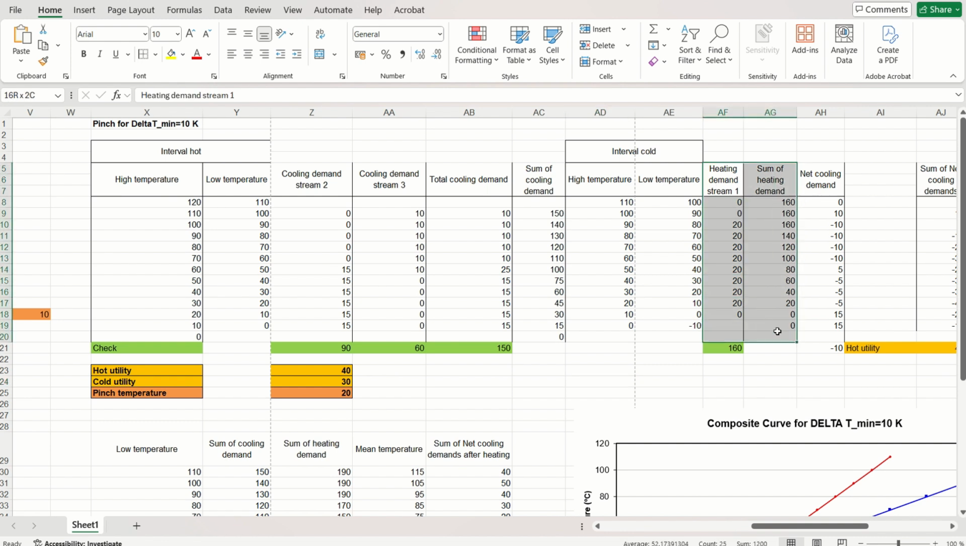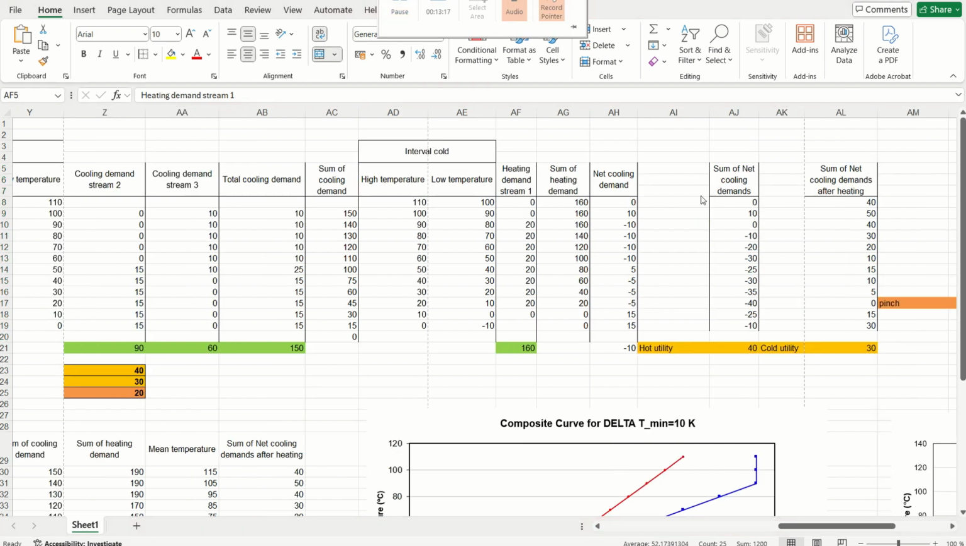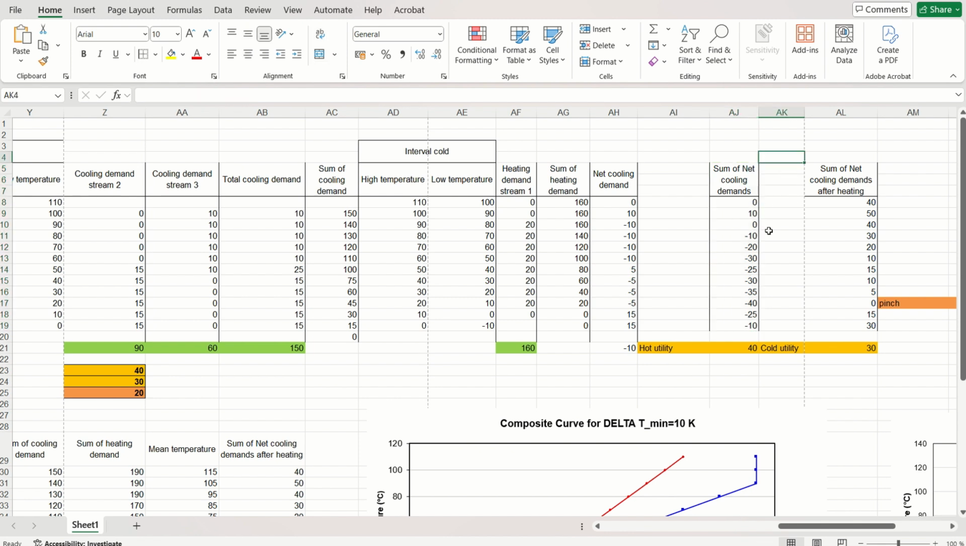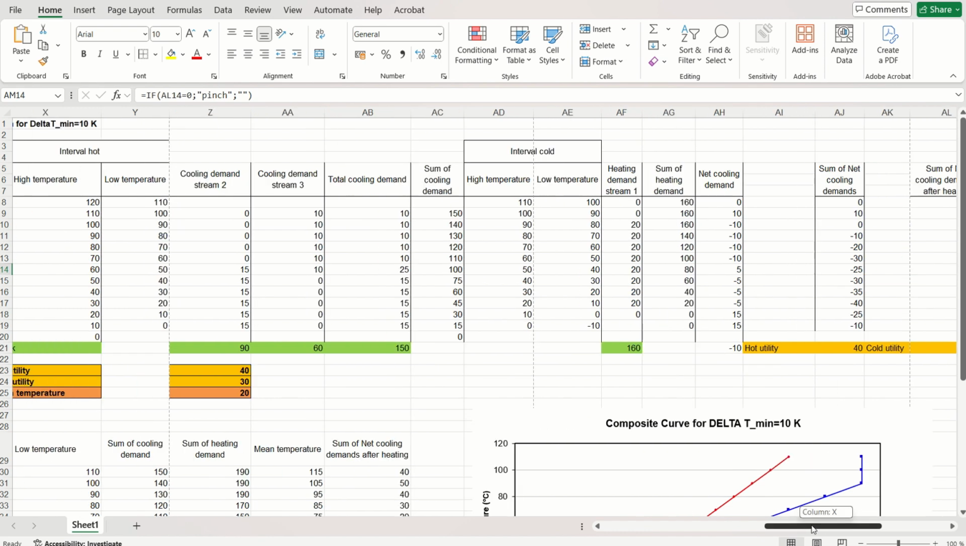Again, we will find the cumulative sum of the heating demand, followed by the grand composite curve calculation, where we first find the net heat surplus or deficit value. Then we do the cumulative sum, where we transfer the energy from heat surplus to the heat deficit. That gives us the sum of net cooling demands after heating, from which we will find the pinch point, and the external hot utility and cold utility needed in the process.